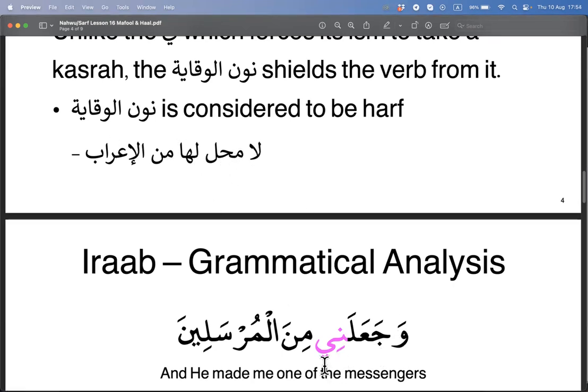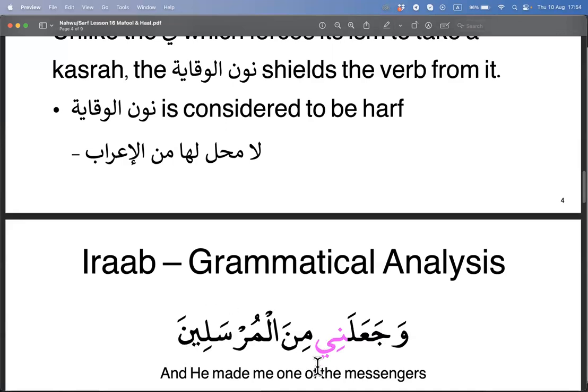Yes. And then the ya, what kind of domir? Domir muttasil, fi mahali nasab maf'ul bihi. Very good. And then minal mursalin. Mina is harf of jar and al-mursalina is the majrur. And what's the sign of the majrur? Bil ya, niabatan anil kasrah, because it is jamak mudzakkar salim.